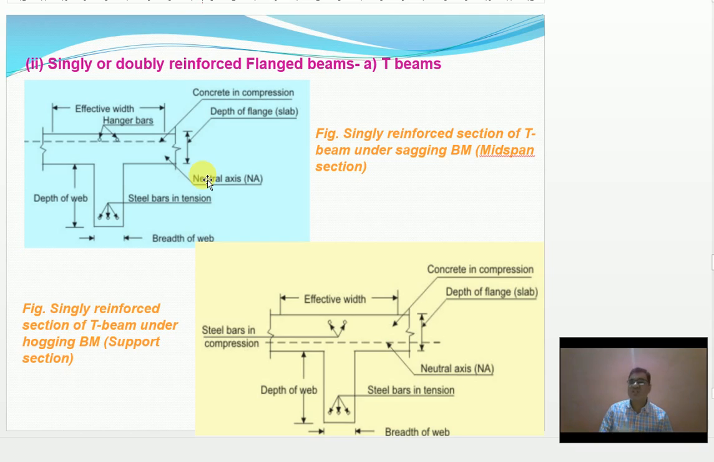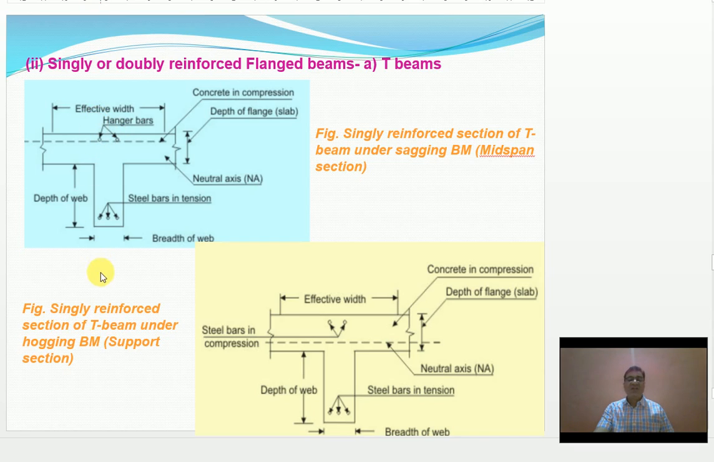That means the concrete gets reduced and the steel also gets reduced, because the concrete is provided for the slab. The overall depth of the beam gets reduced and the requirement of steel also gets reduced. Here, tension steel is provided at the bottom and at the top anchor bars are provided. So this is a singly reinforced T beam at midspan section.